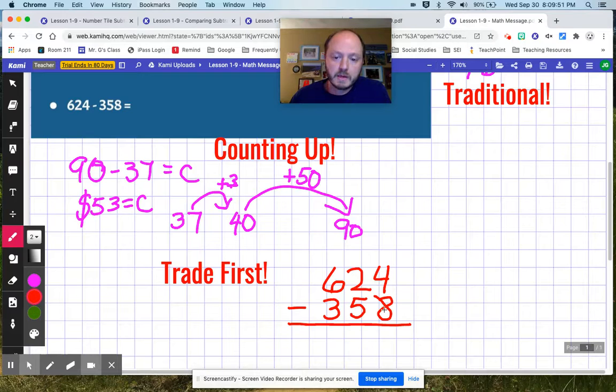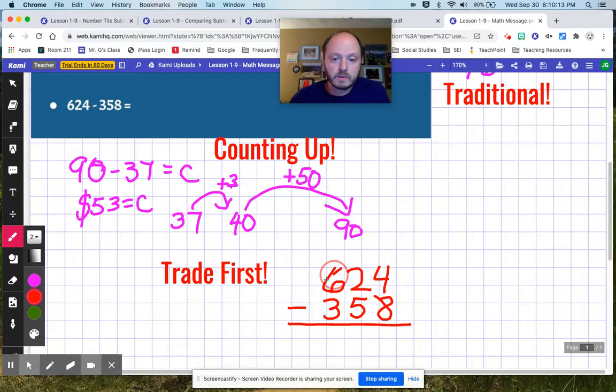So 4 minus 8, 2 tens minus 5 tens, and 600 minus 300, right? Those are what we have in each place value. So can we subtract 4 minus 8? No. Can we subtract 2 minus 5? No. So we're going to need to do some regrouping and some trading right away.